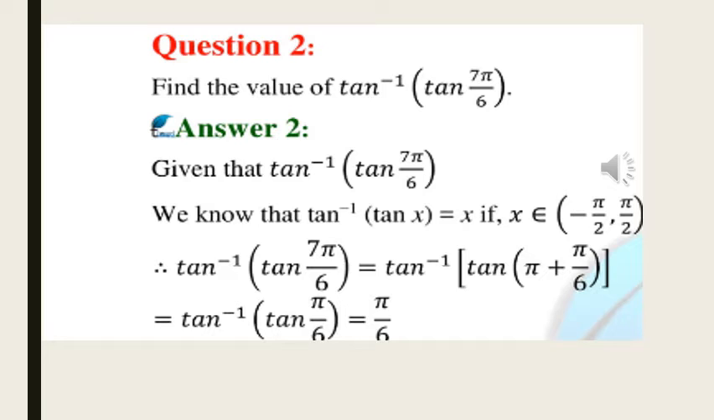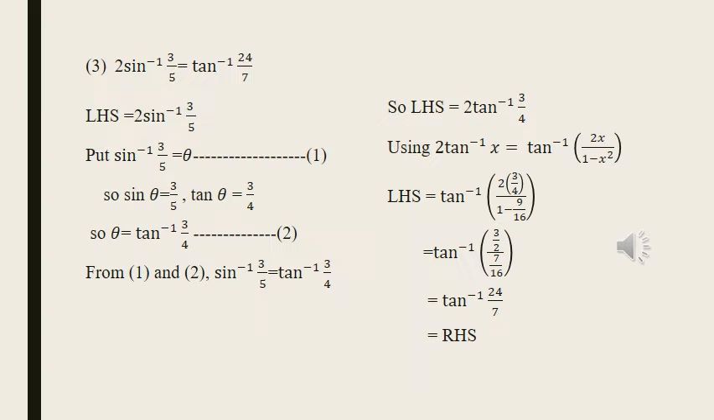So tan of 7 pi by 6 is equal to tan of pi plus pi by 6. Again, we know tan of 180 plus theta equals tan theta. So we have tan inverse of tan pi by 6, that is equal to pi by 6, that belongs to the open interval minus pi by 2, pi by 2. So the value of this given function is equal to pi by 6.